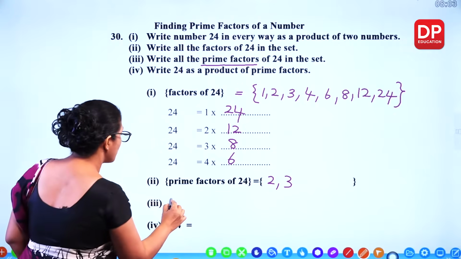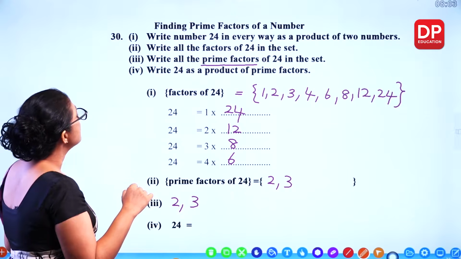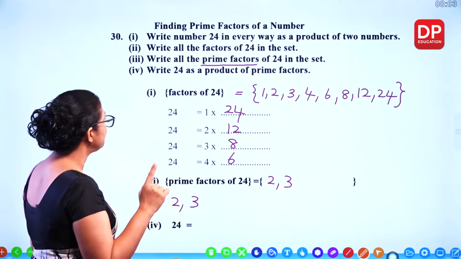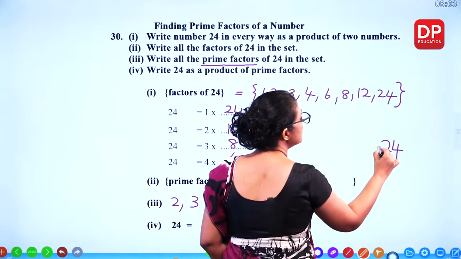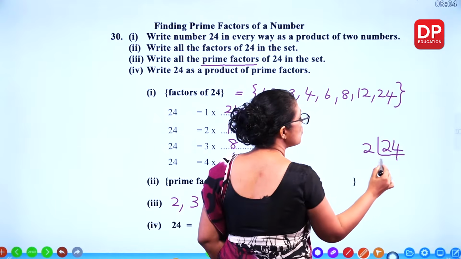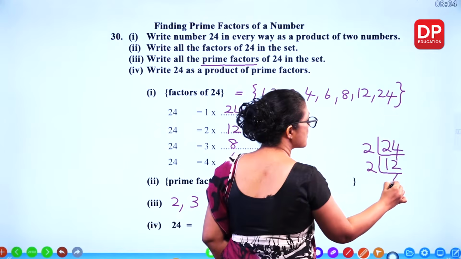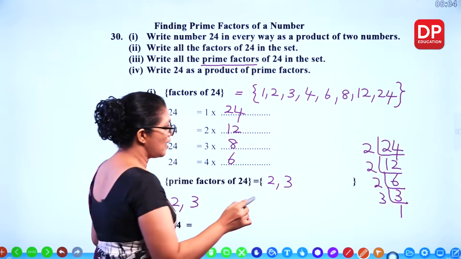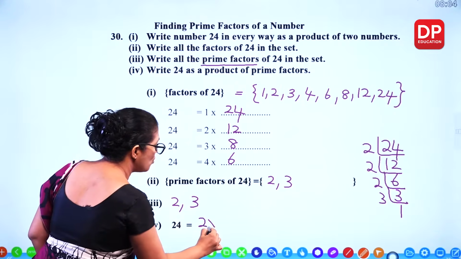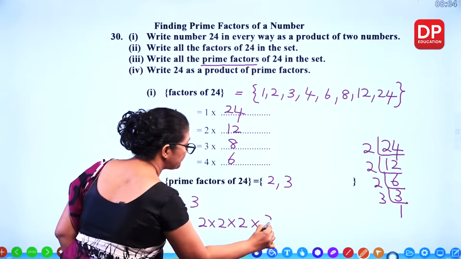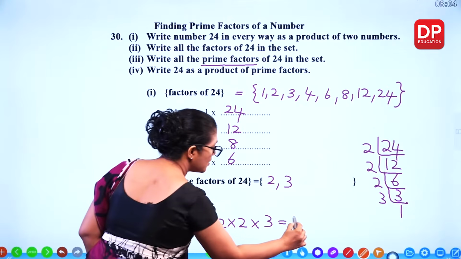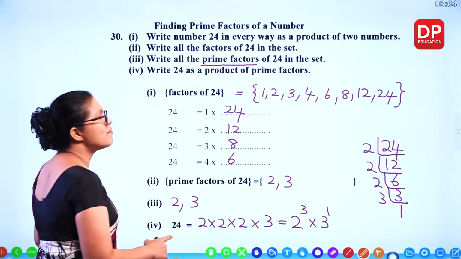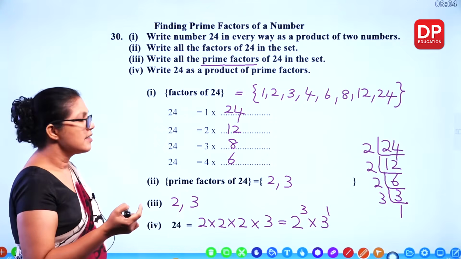And write all the prime factors. So you can write 2 and 3. And write 24 as a product of prime factors. How can you write it as a product of prime factors? You take the number and divide by only the prime numbers. Take 2, you get 12. Another 2, 6. 2, 3. So 3, 1. Till you get 1, you have to divide. Now, how many times do you multiply by 2? 2, 2, 2. And 1, 3. Or you can write how many 2's? 3 2's into 3. So this is a product of prime factors. So 2 to the power 3 times 3.